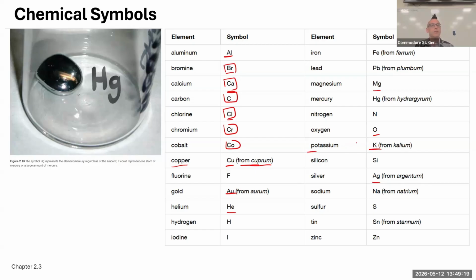We're going to use a periodic table a lot. Hg over here is mercury. We're going to have to know the symbols and the elements eventually. All right.